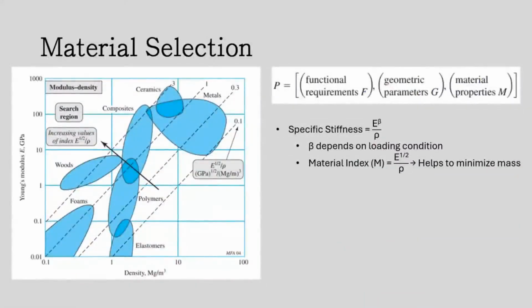Moving on to material selection methods, the specific stiffness is a useful ratio that allows us to effectively compare materials and find relationships between stiffness and weight. Let's do an example.